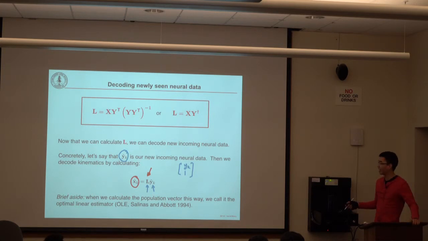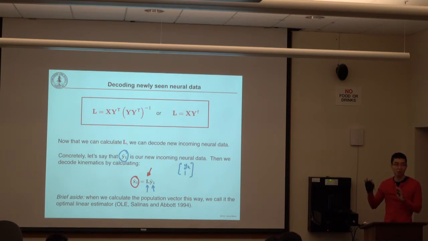A brief aside is that when we find L in this way, it's actually no longer called a population vector. It's called an optimal linear estimator. This term was coined by Salinas and Abbott. Abbott is the same guy who wrote chapter 1 of the spiking rate statistics book that we handed out. And the reason it's called the optimal linear estimator is because this technique to find L does something very important. It minimizes the squares of your error.